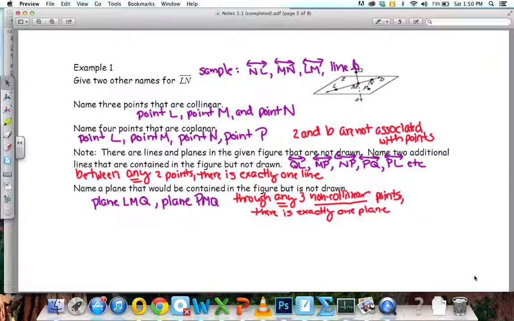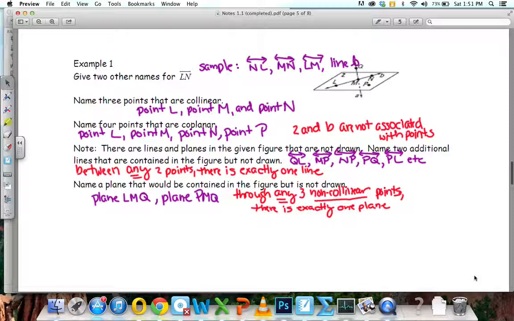All right, so I can see my plane here. So L, M, N, and then point P here is also in my plane. And then if I look, see A and B here, those are not points. Those are naming these two lines right here. And then Z over here, it doesn't have a dot, so it is not associated with a point either, although it could name this plane.